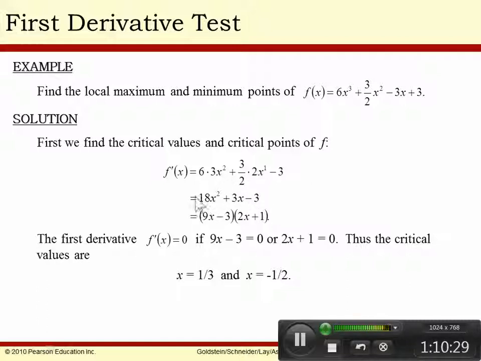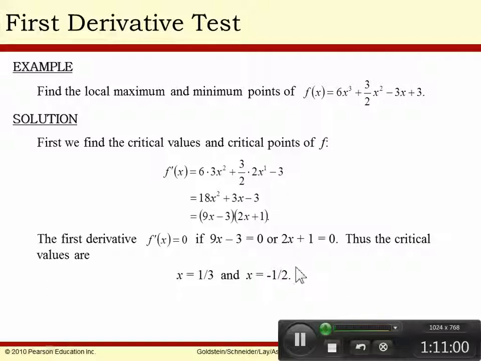Now we have a quadratic equation, and the way you solve a quadratic equation is to write it in the form ax squared plus bx plus c, set it equal to 0, and solve it by factoring. Once you factor, you take each of the factors, 9x minus 3 and 2x plus 1, and set those two factors equal to 0. Solve for x and you get your two critical points.